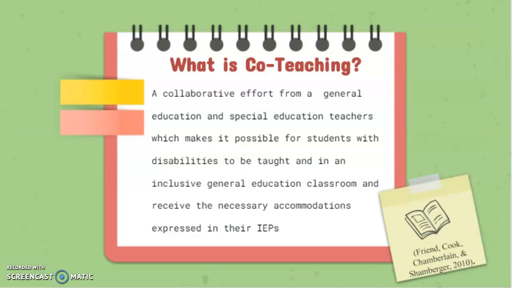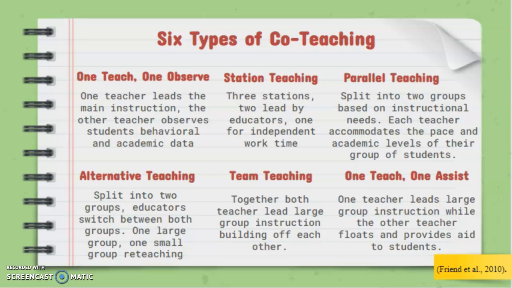What is co-teaching? Co-teaching is a collaborative effort from a general education and special education teacher which makes it possible for students with disabilities to be taught in an inclusive general education classroom and receive the necessary accommodations expressed in their IEP. An IEP is an individualized education plan. There's 6 different types of co-teaching.